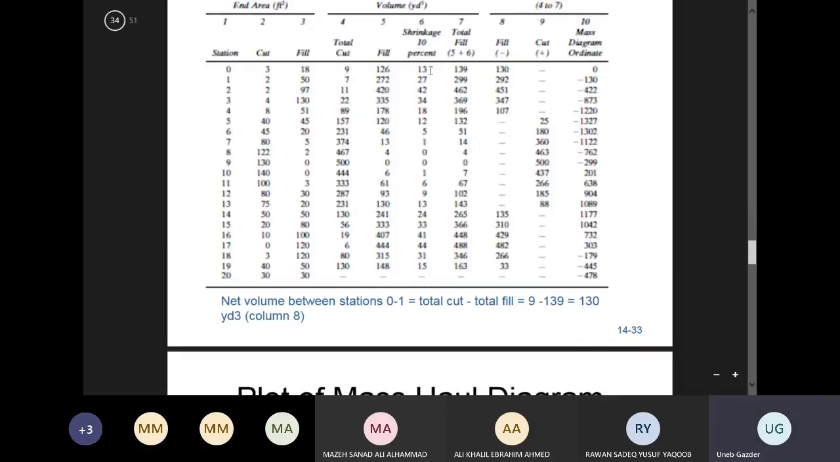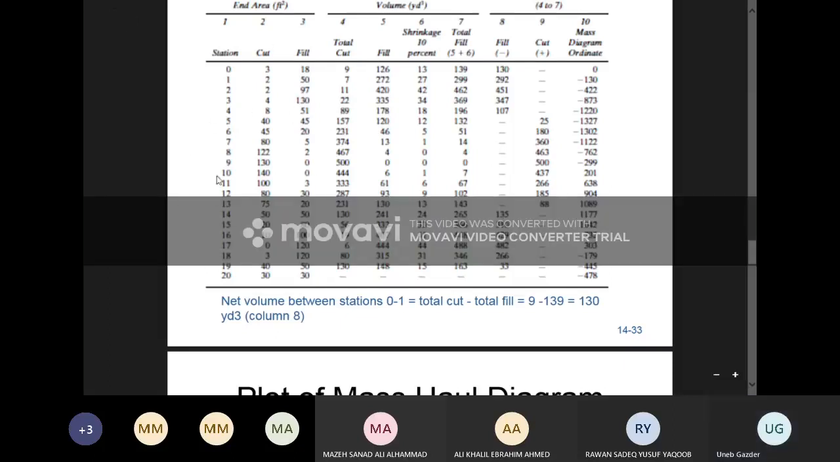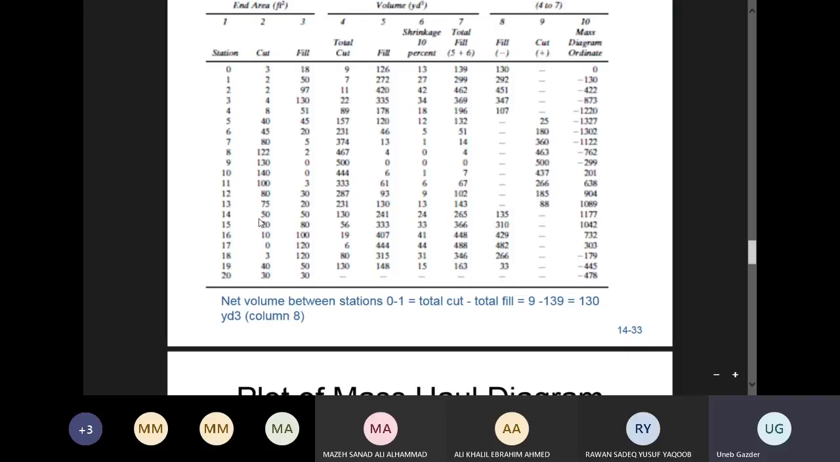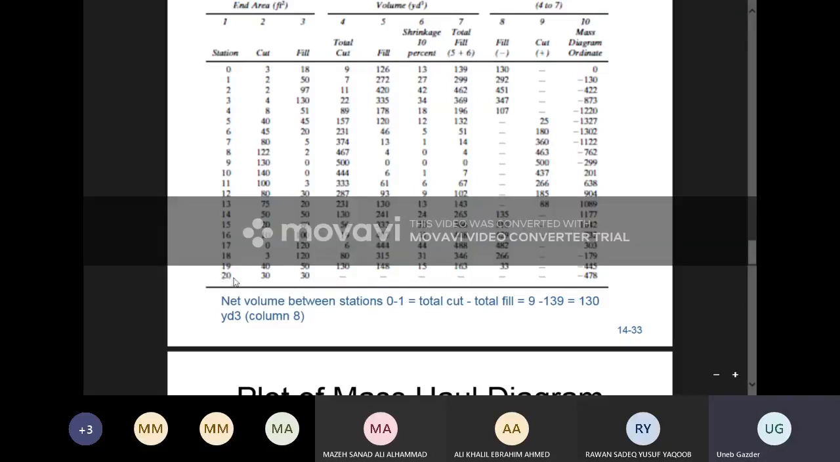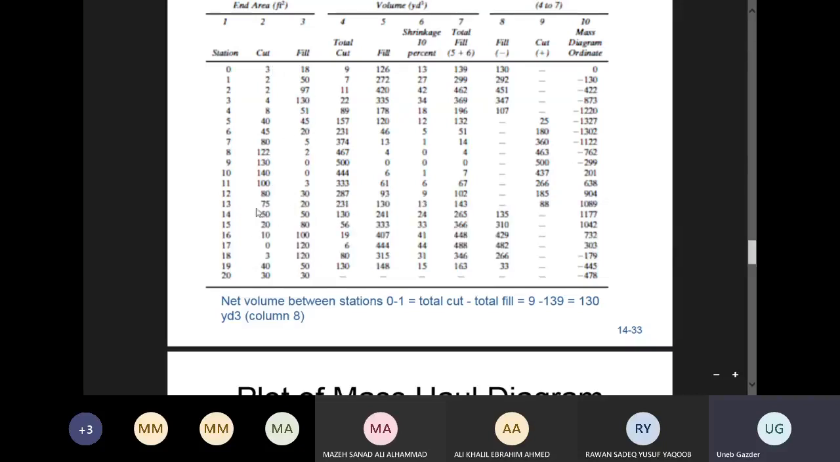So again, this is a table for plotting the mass haul diagram. So you see, the first three columns were given. Okay, the first three columns were given. The stations were given, and the area of cut and fill at each station was also given. So somebody plotted the cross sections and somebody calculated the cut and fill quantities in square feet. So you can see here there are 20 stations. So if each station is 100 feet, 20 means 2000 feet. Okay, so for each station, they calculated cut and fill both. So you can see in most of the stations, we have both quantities. Okay, so many stations had cut and fill both.